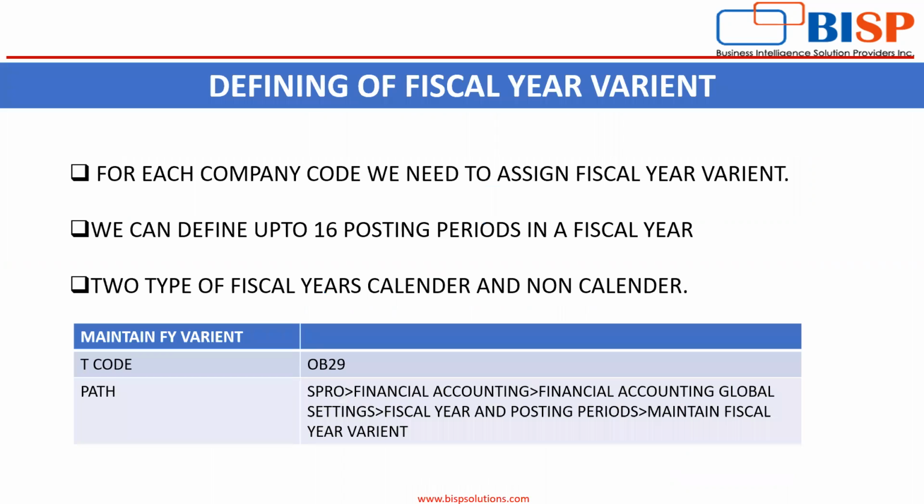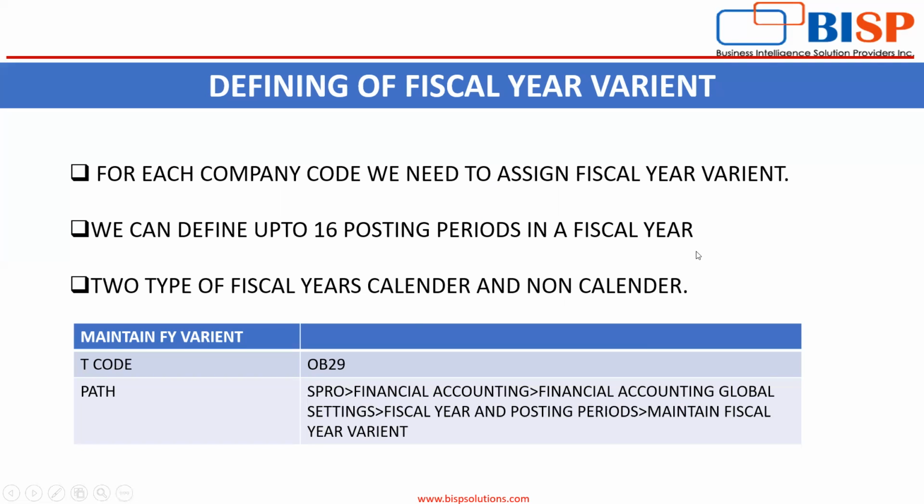Now, what is fiscal year? Fiscal year is a predetermined interval or period followed by a company for maintaining its financial or other transactions so that the same can be presented properly at the end of that period. Normally, fiscal year has a 12 months period, but in special cases, it may be less or even higher than 12 months. In SAP, we can define up to 16 posting periods in a fiscal year.